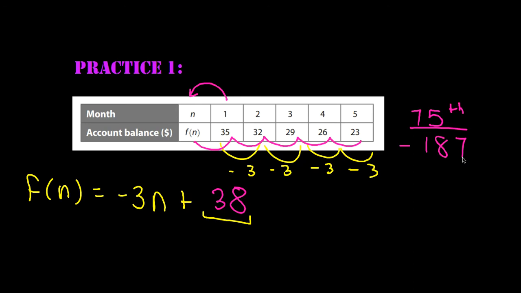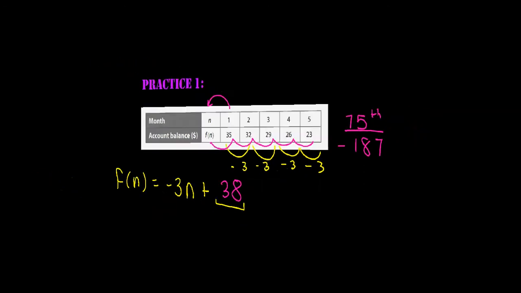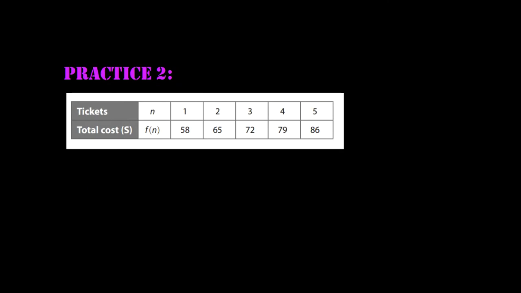All right, for this last practice question, I'm going to ask you to do 2 things. I'm going to ask you to do them pretty much independently. So here's practice number 2. First of all, I would like you to try to write the explicit formula for this rule. Give it a go.